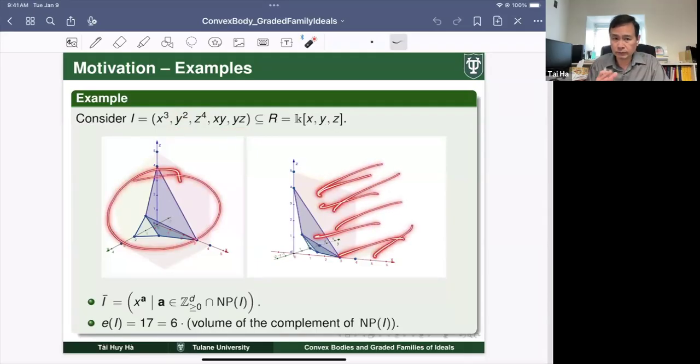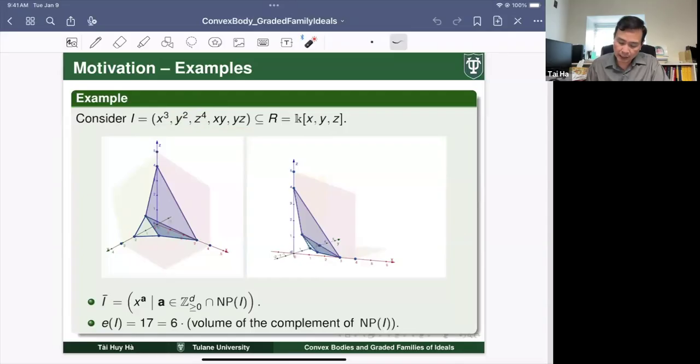So this is just a different angle looking at that. And as we have seen before, the integral closure is described by the integral points in this region. And the multiplicity of this ideal is now computed to be 17, and that is actually 6 times the volume of the complement of the Newton polyhedron.